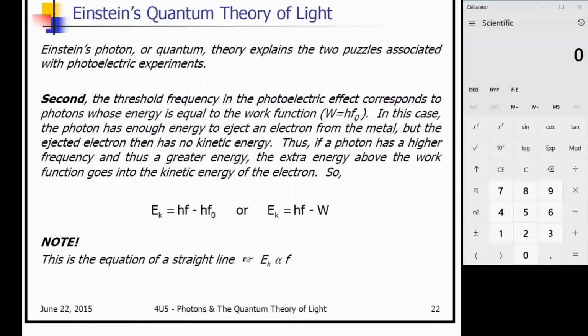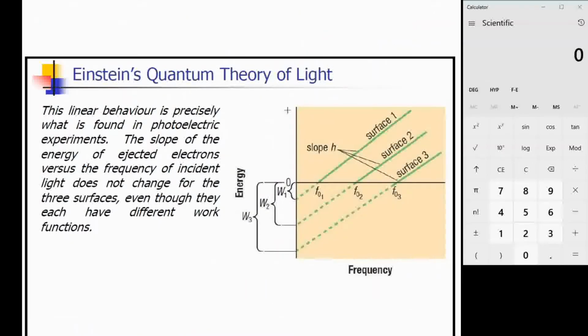And there's a pretty simple equation for this. The kinetic energy of a photoelectron is equal to hf, which is the energy of the photon, minus hf₀, which is the energy of the work function. Or you can write this as Ek = hf − W. And of course, this is a straight line equation where Ek is directly proportional to the frequency.